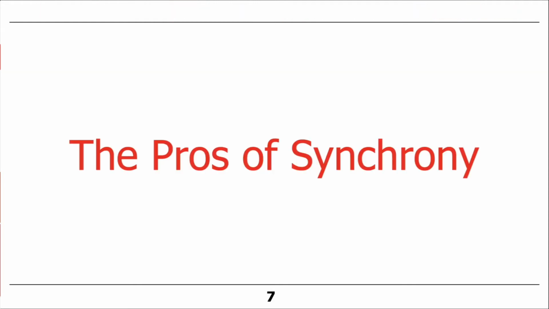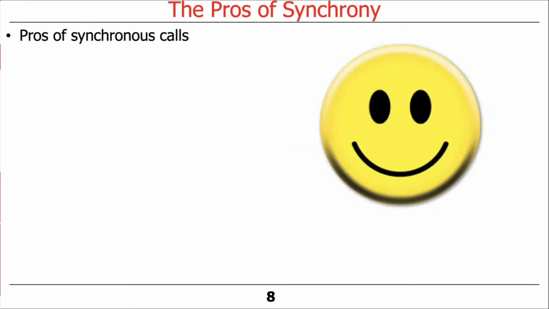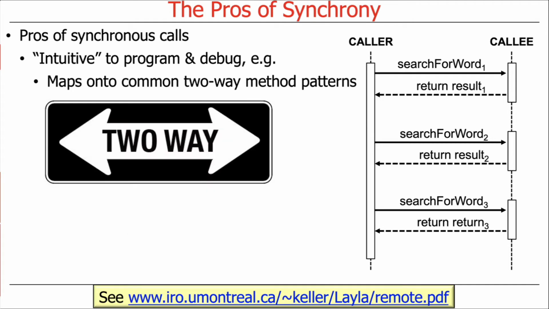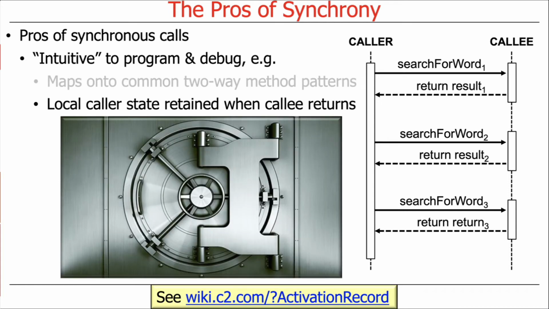Now that we've given a quick overview of what synchrony means, let's talk about why it's good or when it's good. We'll talk first about the good things, and then we'll talk about the bad things. So the good thing about synchronous calls is they're very intuitive to program and debug. And they're probably intuitive because that's what you've done pretty much from the beginning, unless you've spent a lot of time doing asynchronous JavaScript code, which most people probably haven't done. So they're intuitive, and that's because they map onto these very, very familiar two-way request response patterns. Nothing really surprising about that.